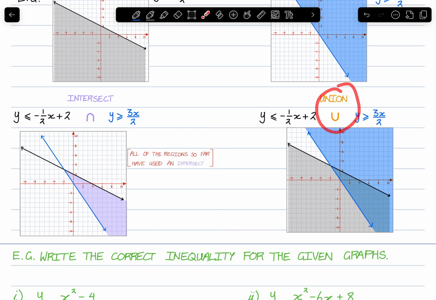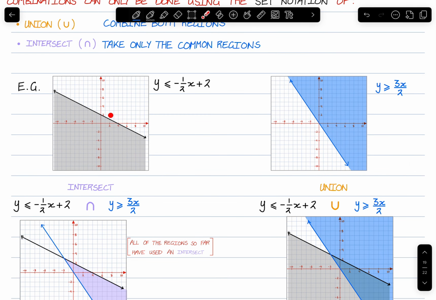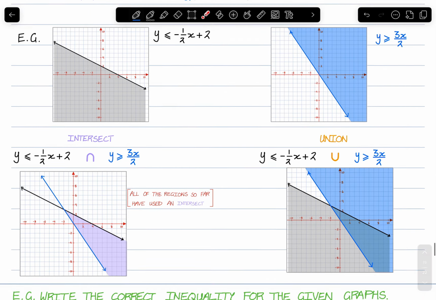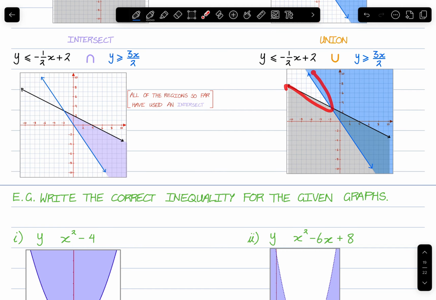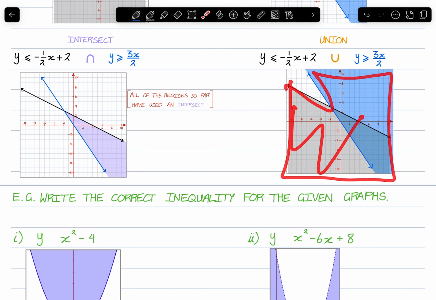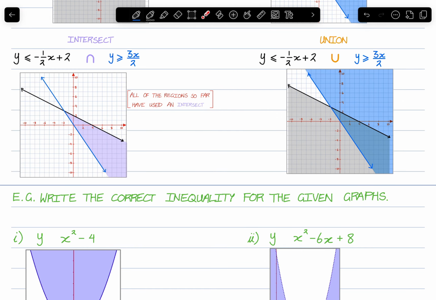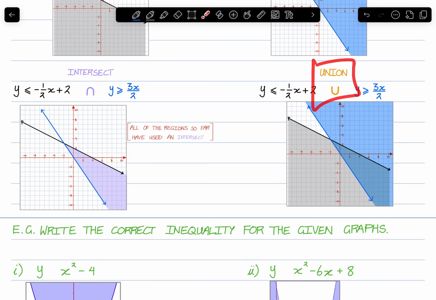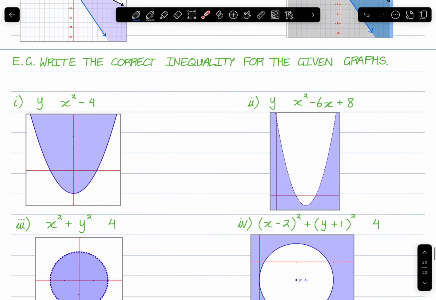Whereas a union is where we take one and literally overlap it on top of the other, and we take both of these. We take that combined region. So this is a union. Now you're going to see that a union can be used to combine more complex regions. So let's get to it with some examples.